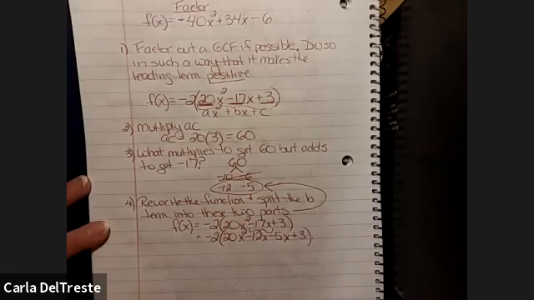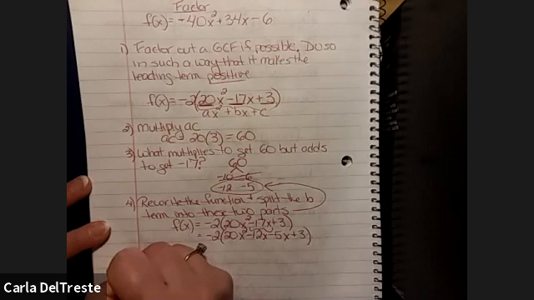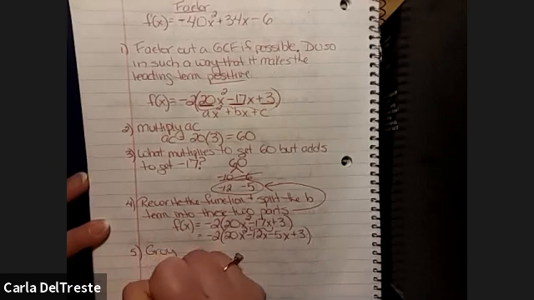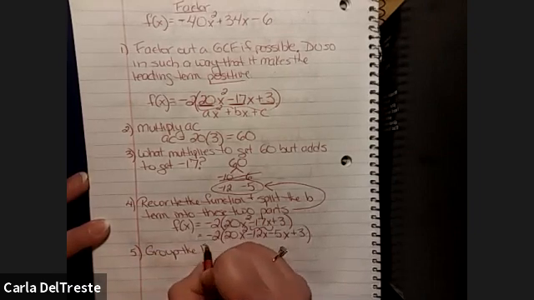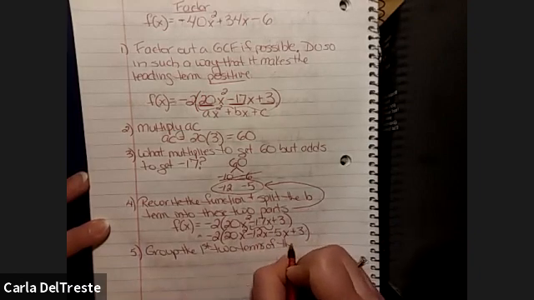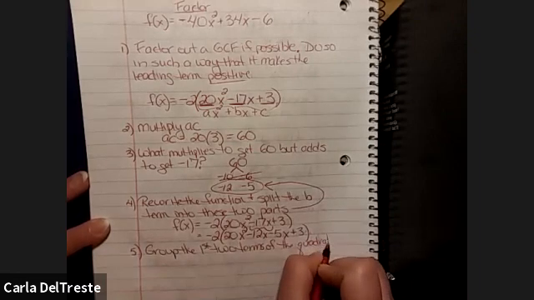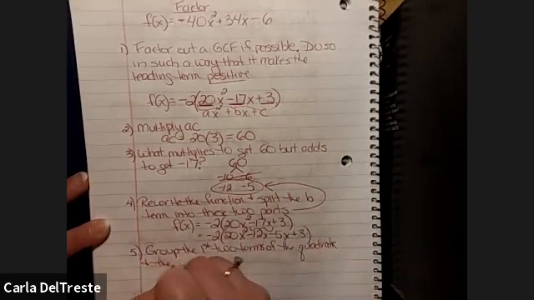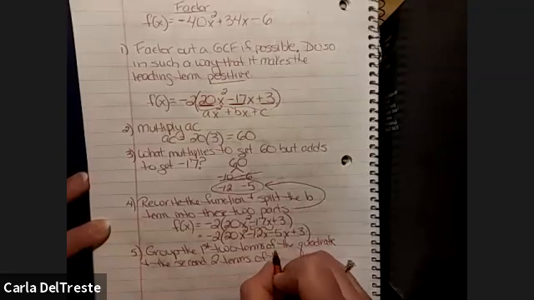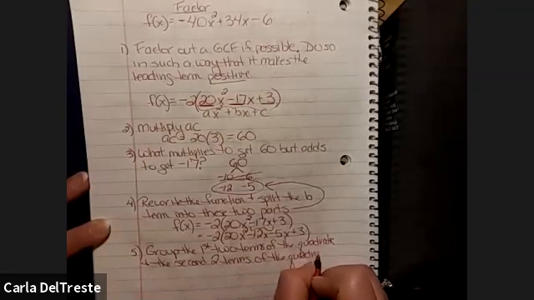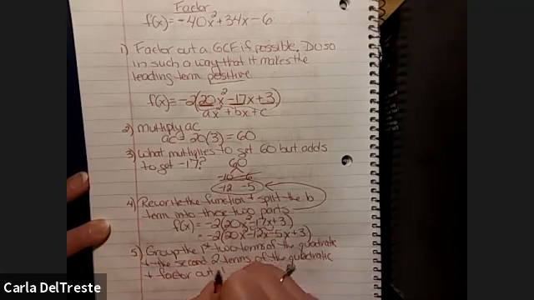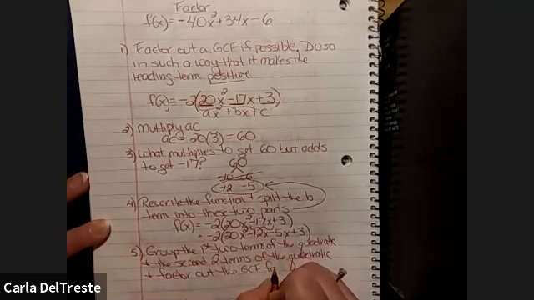Now I'm going to be at step 5, which is the grouping part. Okay, so step number 5 is to group the first 2 terms of the quadratic and the second 2 terms of the quadratic, and factor out the GCF from each pair.